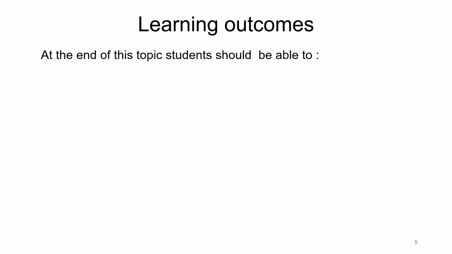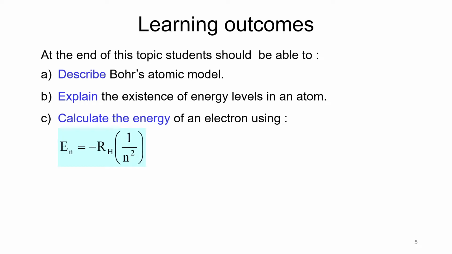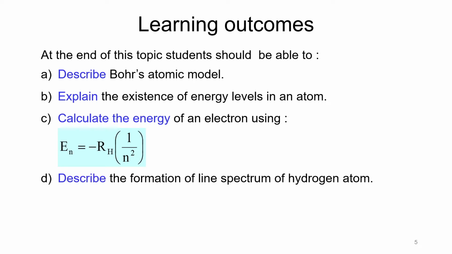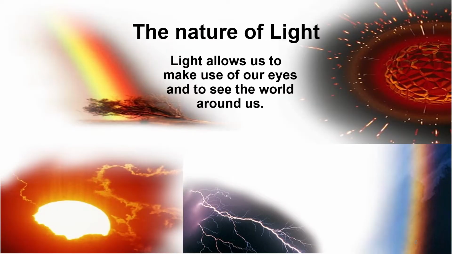So what are the learning outcomes for this topic? At the end of this topic, students should be able to describe what Bohr's atomic model is, explain the existence of energy levels in an atom, and calculate the energy of an electron using En = -RH times 1 over n squared. Then, describe the formation of the line spectrum of the hydrogen atom, and illustrate the formation of the Lyman, Balmer, Paschen, Brackett, and Pfund series.